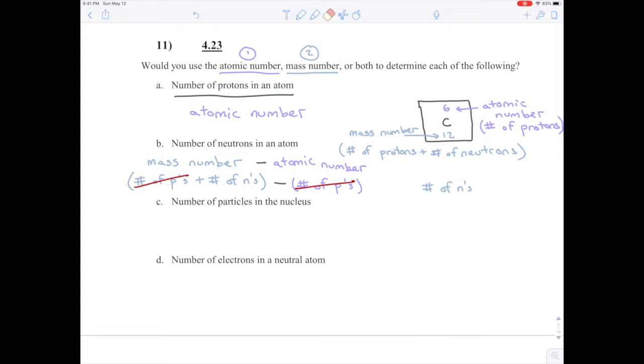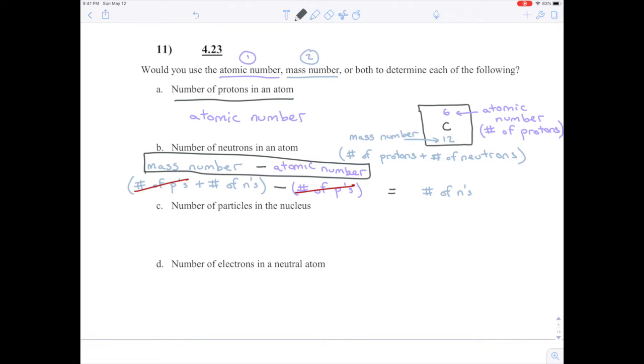And so if you wanted the number of neutrons, you would have to use both the mass number and the atomic number. So you would have to use the mass number and the atomic number in order to find the number of neutrons in an atom.